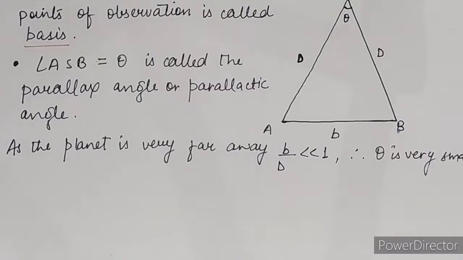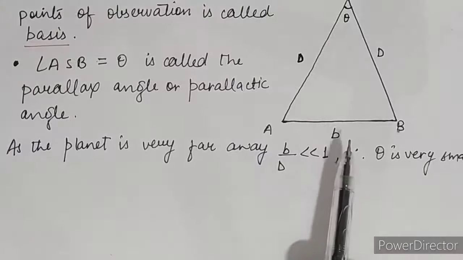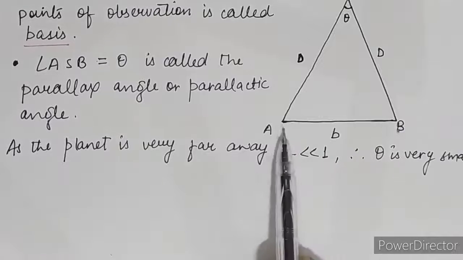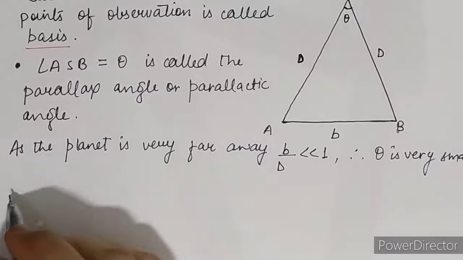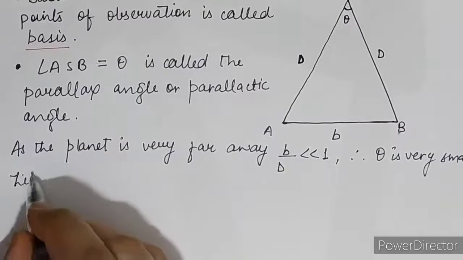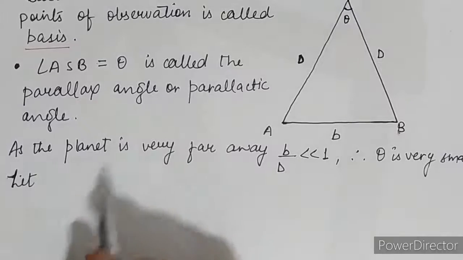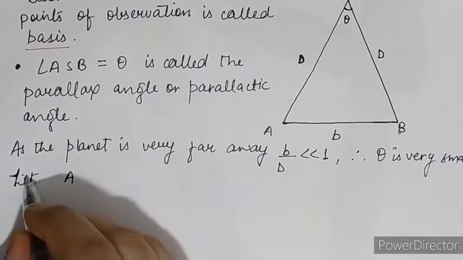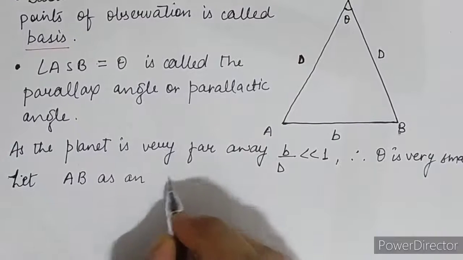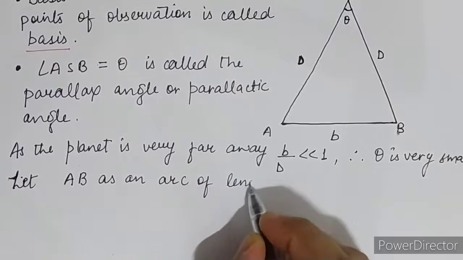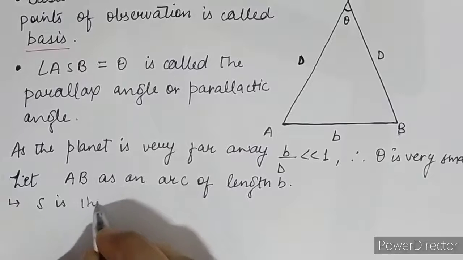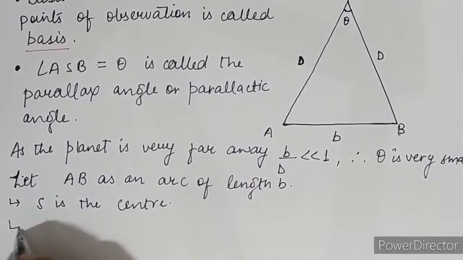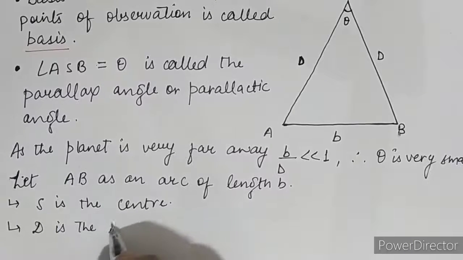Okay, so now we take an arc. Suppose we approximately take this AB as an arc of length B. S will be the center, and D is the radius. So let AB be an arc of length B, S is the center and D is the radius.